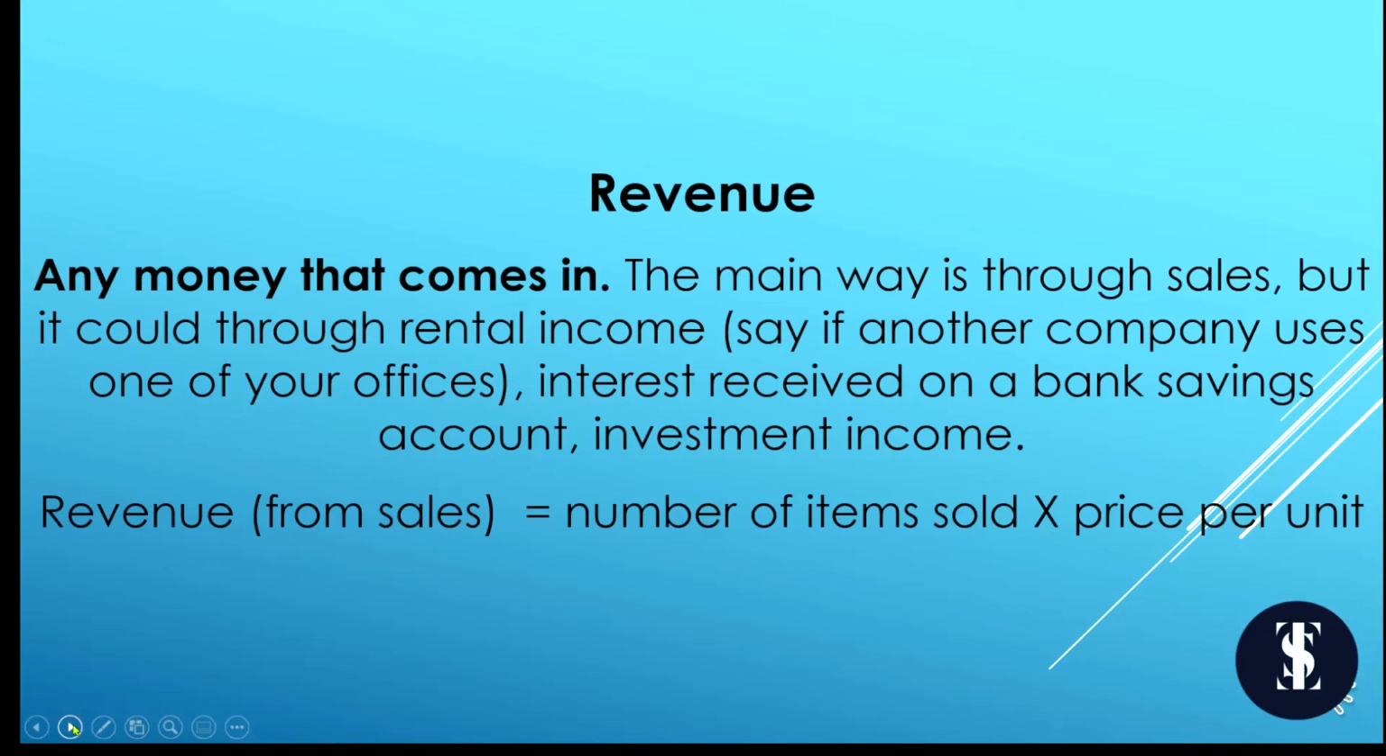Revenue is any money that comes in. Now, the main way is probably going to be through sales, but it could be through rental income. So maybe you've got a property or a room and you can rent that room or property out to other people. Interest received on bank savings or investment income. So revenue from sales is number of items you sell times the price per unit.